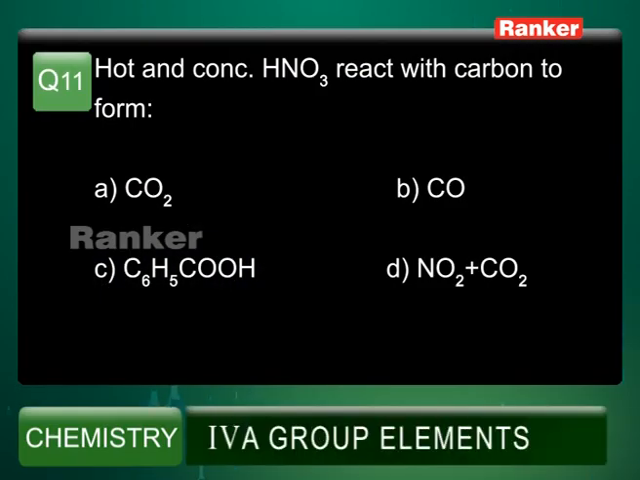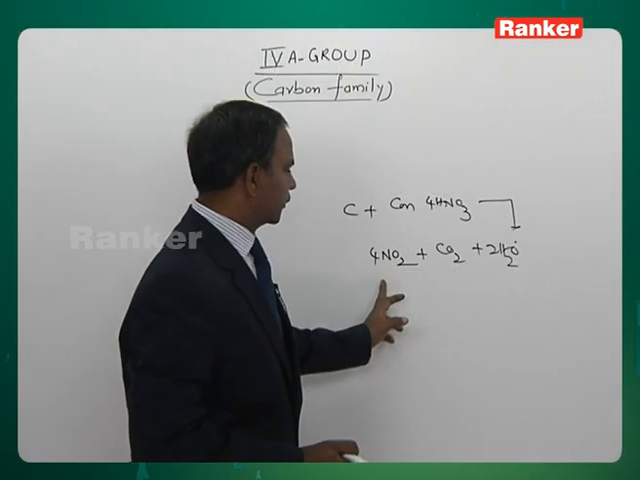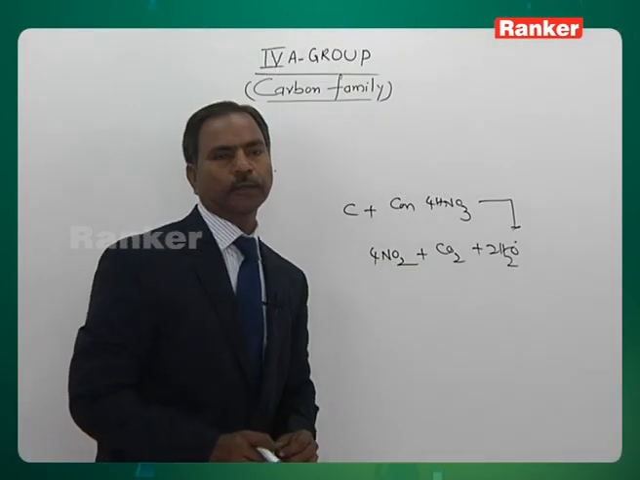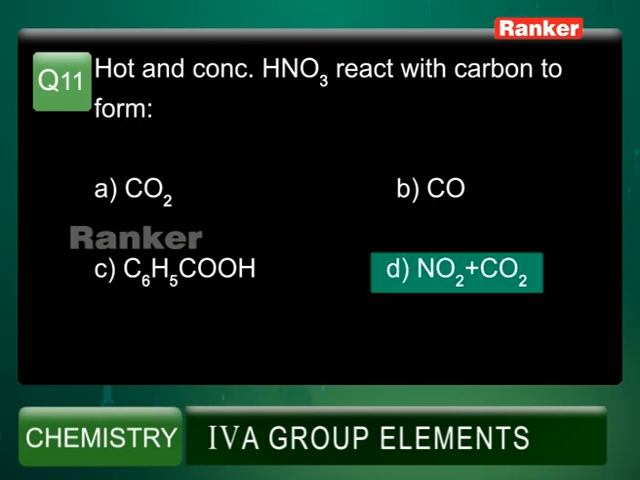Let us see the products and the answers. CO2 only? No. Only CO, and benzoic acid is given. Then NO2 plus CO2, so both are the products. Therefore, question number 11, answer is D.